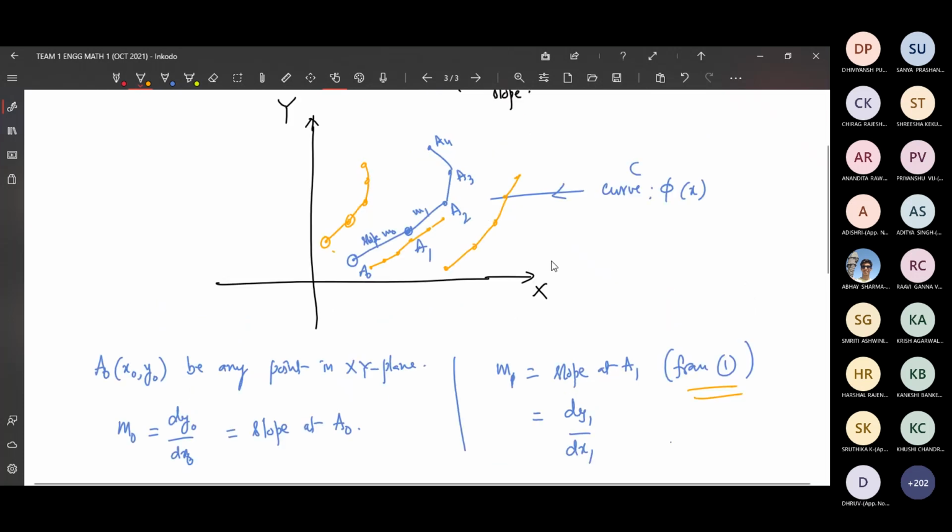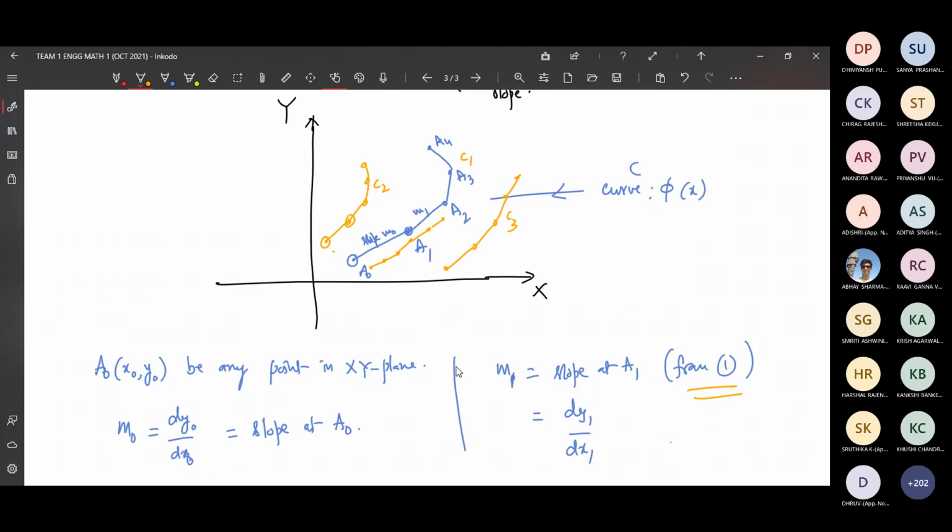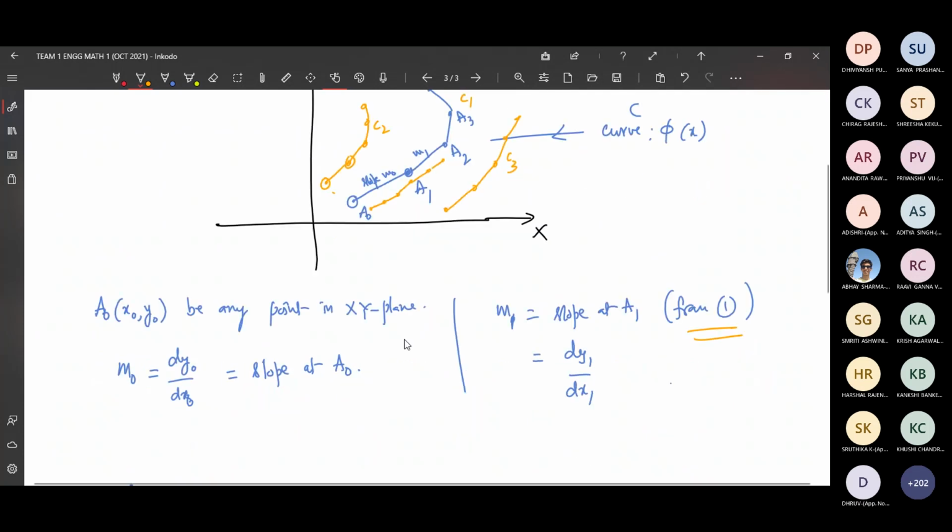Different curves you will get: C1, C2, C3, and go on like this. So the equation of each such curve is a particular solution. For example, C1 is a particular solution, C2 is a particular solution, C3 is a particular solution, and so on.